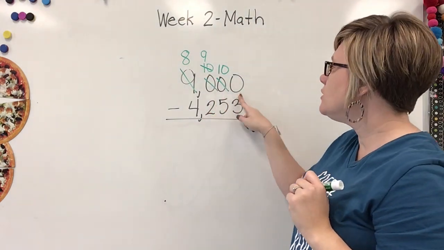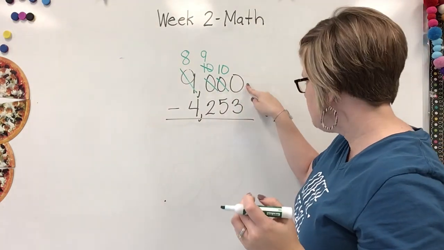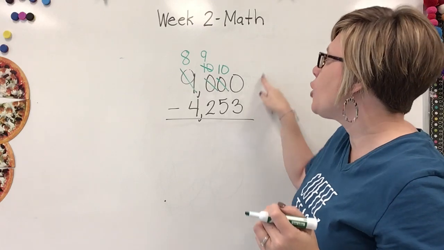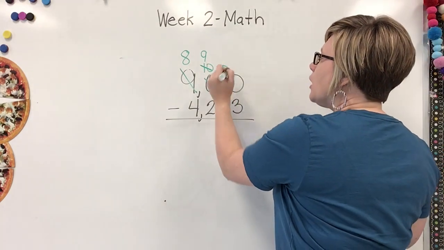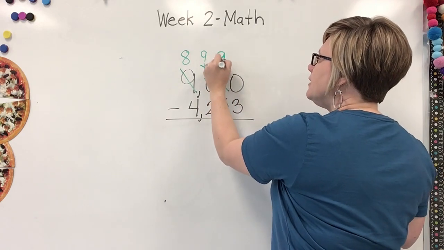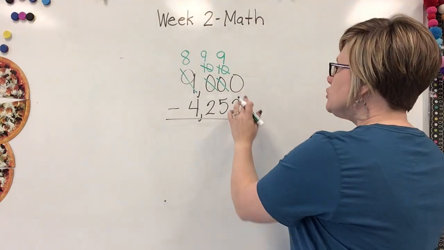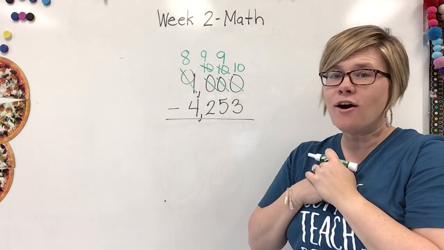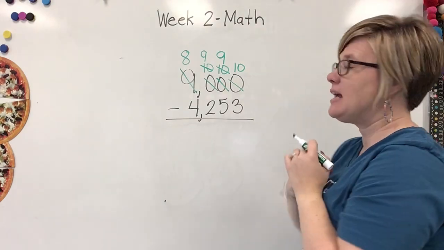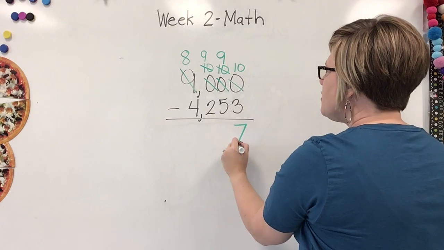Now I'm going to the ones. Going back here to my original problem. 0 minus 3. I can't do it. So I'm going to go borrow from my neighbor. So if he has 10 tens, I'm going to borrow 1 ten. And now he has 9, and I take that 10. So now instead of 0, I have 10. So now 10 minus 3. Can I do 10 minus 3? Yes. So 10 minus 3 is 7.